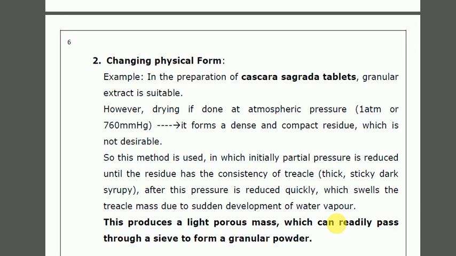When we reduce the pressure rapidly, the mass of treacle will swell. Why will it swell up? Because vapor will be developing and passing from the liquid phase to the vapor phase. When the vapor in the syrup passes out, this produces a light porous mass which can readily pass through a sieve to form granule powder.